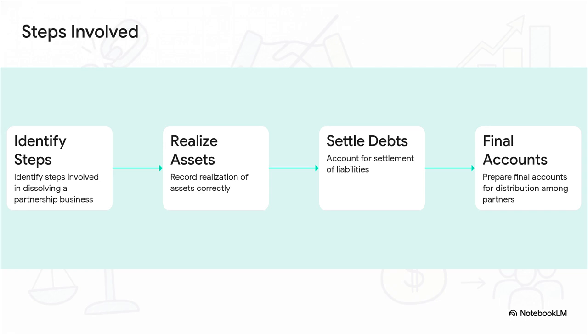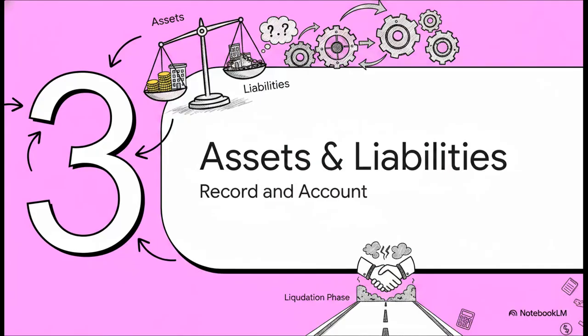We'll talk a bit more about what realization means in just a second, but essentially, it means converting what the business owns into cash, selling it off. Third, you take that cash and you settle your debts. And fourth, finally, you distribute any remaining funds among the partners. Grasping this structured, step-by-step life cycle is absolutely key, because you cannot just jump straight to handing out funds without first realizing those assets and paying off the people you owe. Which brings us right to Section 3, Assets and Liabilities.